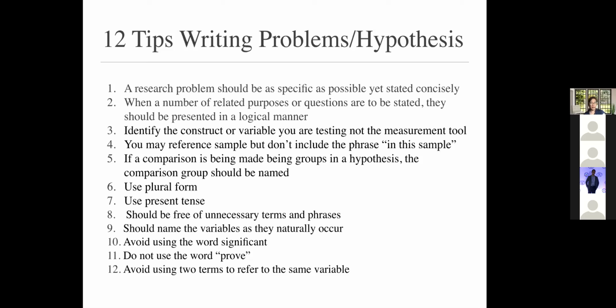Okay? Ano pa? Avoid using the word significant, don't use the word proof, and then avoid using two terms to refer to the same variable. So for example, mental health. Okay? So you can't say, parang you can't say people with mental health, men who experience mental health will seek help less compared to women with mental illness. So parang even if you think those two mean the same thing, you can't use different phrases for them. Okay? Questions?